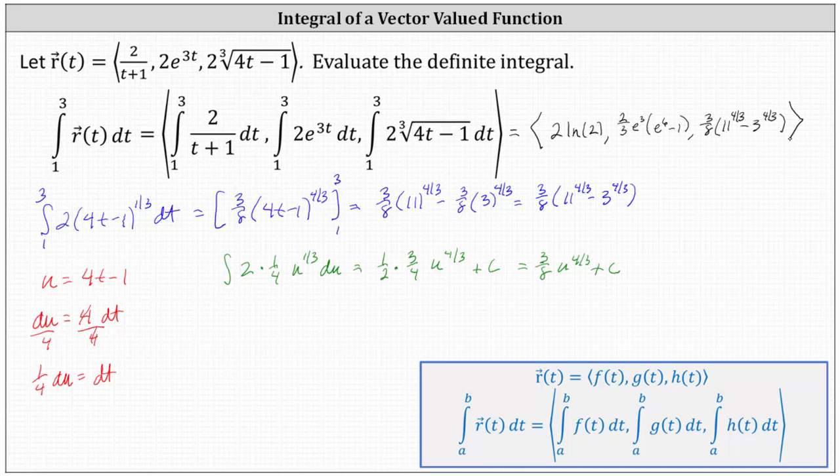The definite integral from 1 to 3 of the vector valued function r of t with respect to t is equal to the vector in which the x component is 2 natural log 2, the y component is 2/3 e to the 3rd times the quantity e to the 6th minus 1, and the z component is 3/8 times the quantity 11 to the 4/3 minus 3 to the 4/3.